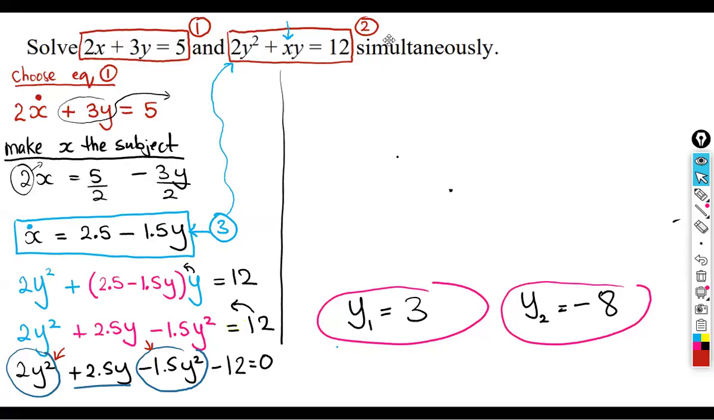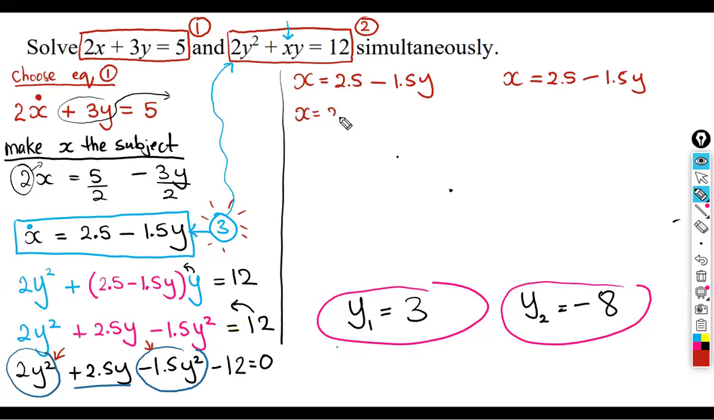Run back to equation 3. Right. This is our equation 3 here. You can't miss them. So x is equal to 2.5 minus 1.5y. And I write it back twice because I have to use equation 3 twice. Replace the y with 3. That's on my first value. And then we're supposed to replace y with minus 8. Be careful, because two minus signs are going to touch here.